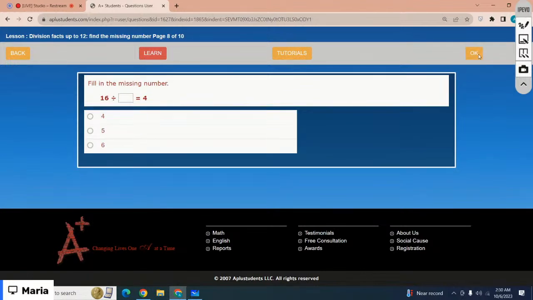Okay, the next one is 16 divided by missing number equals 4. Which number is missing?